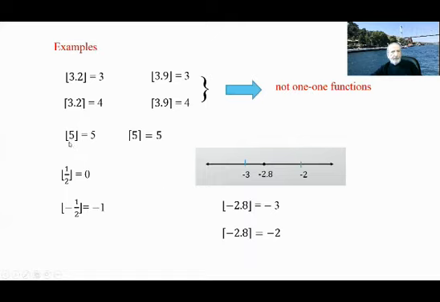So the floor function at 5 is 5, and the ceiling function at 5 is 5. The floor function at 1/2 is 0. The floor function at -1/2 is -1. Look at this situation here, -2.8. The floor function is -3, and the ceiling function is -2.